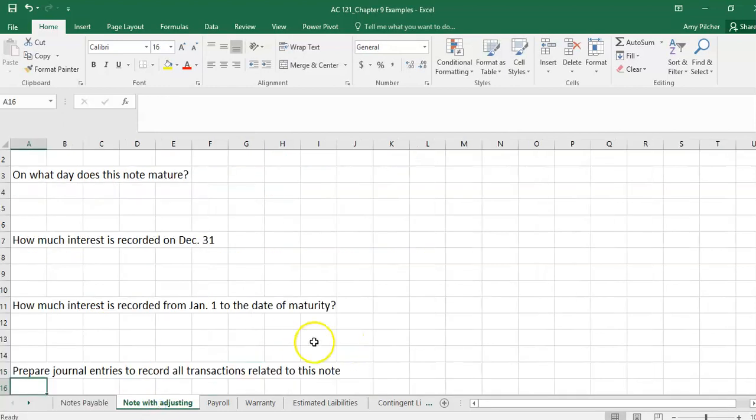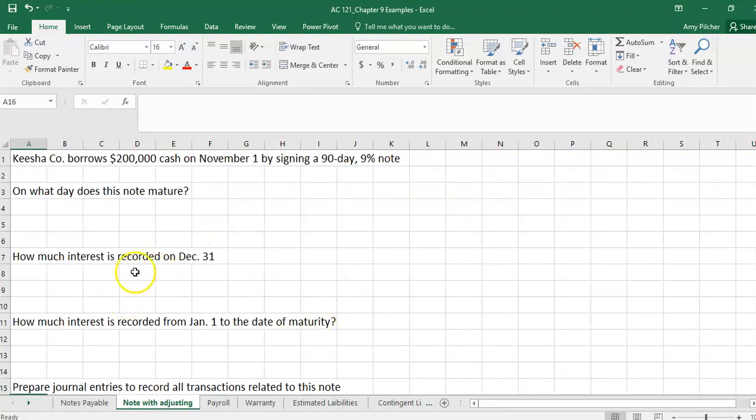Now we're going to look at a note with an adjusting entry recorded on December 31st. We have a $200,000 note taken out on November 1st. We sign a 90-day 9% note. When does this note mature? When is 90 days after November 1st?